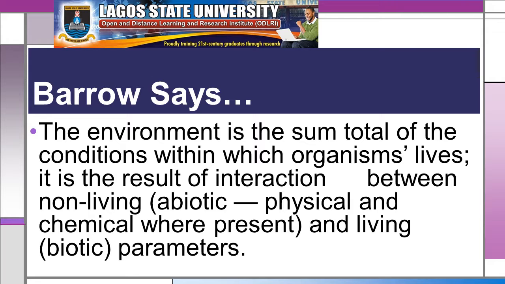So looking at the organisms, how they interact with living organisms and non-living things. That's the way Barrow defined the environment: interaction between a particular organism with other organisms and other things within that environment that are not living. For instance, Barrow is saying the physical parameters of a particular environment is an aspect of the environment.